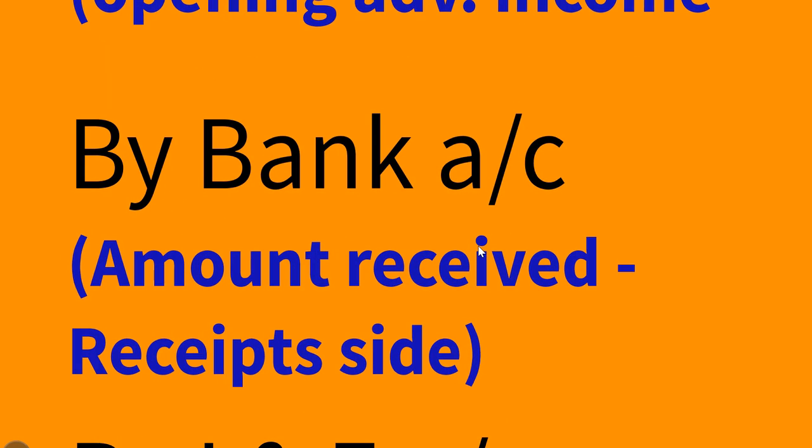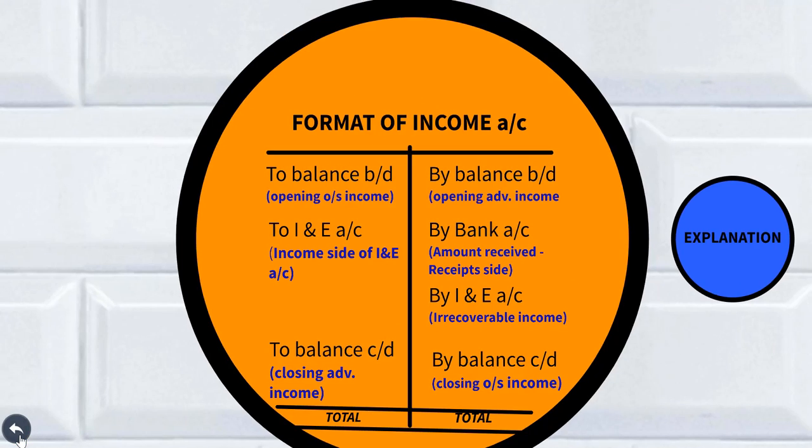The amount which comes in the receipts and payments account showing the amount of income received will be written as by bank. Any irrecoverable income has to be debited to the income and expenditure account, in other words shown on the expenditure side, and the balancing figure in most cases would be to INE account, the amount of income which has to be shown in the income side of the income and expenditure account.